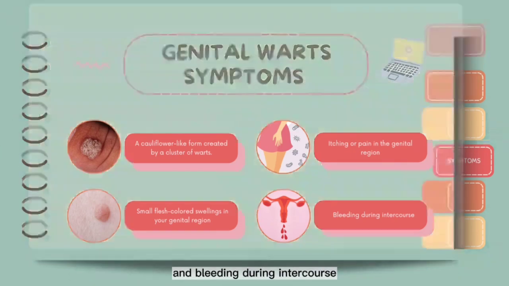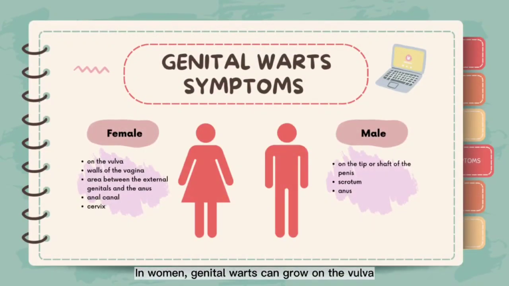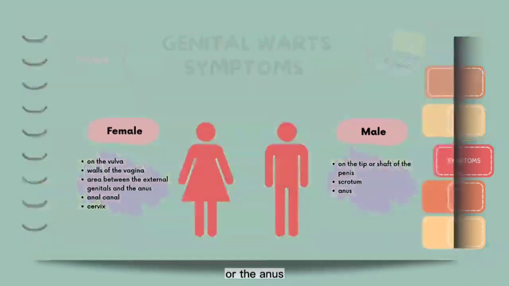during intercourse. In women, genital warts can grow on the vulva, the wall of the vagina, the area between the external genitals and the anus, the anal canal, and the cervix. In men, they may occur on the tip or shaft of the penis, the scrotum, or the anus.